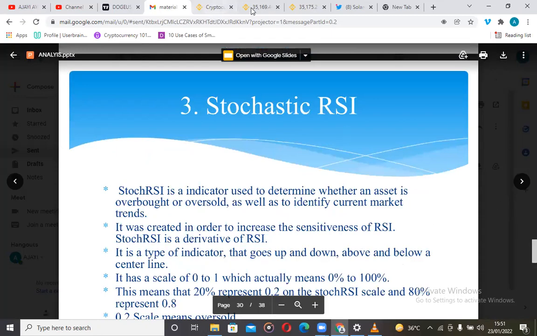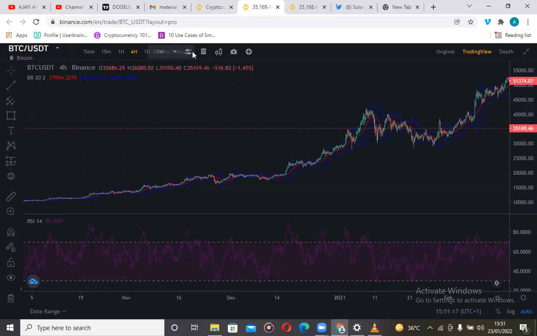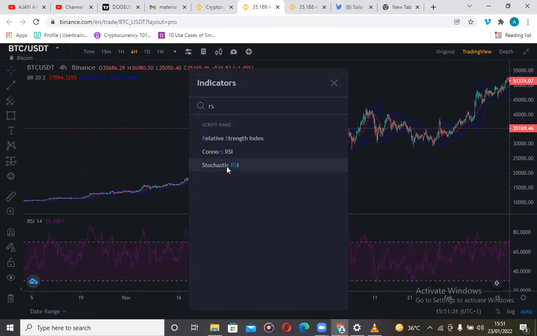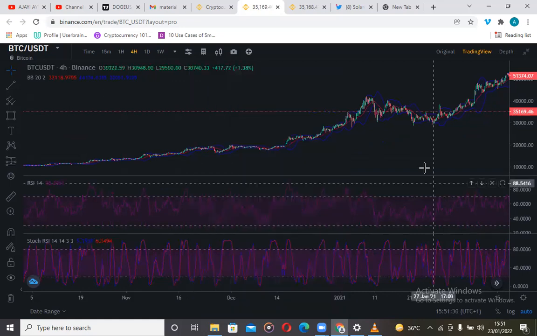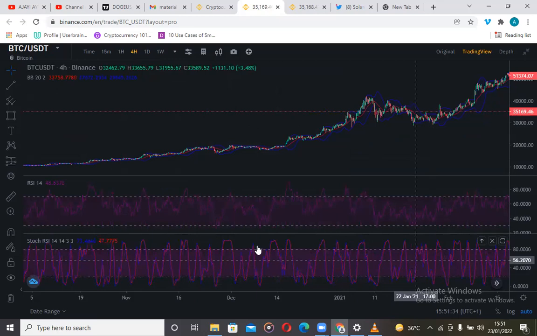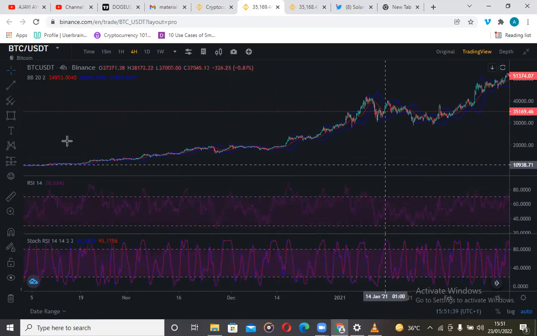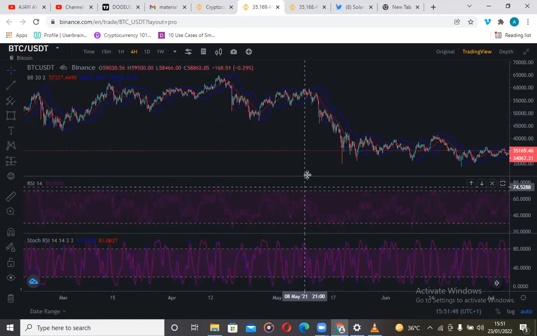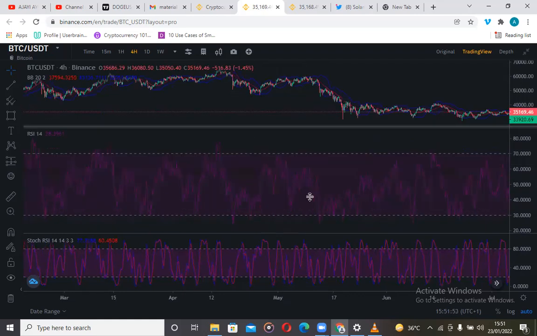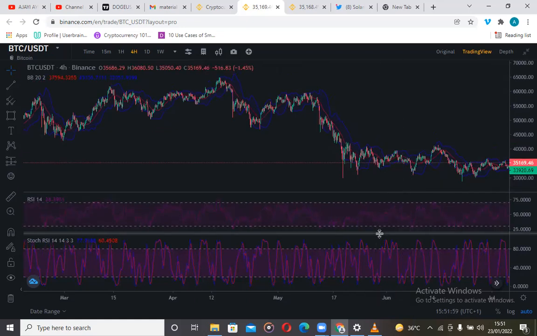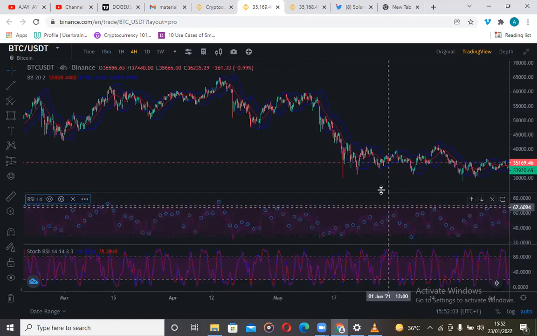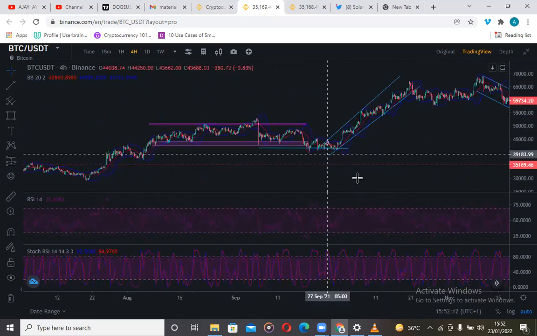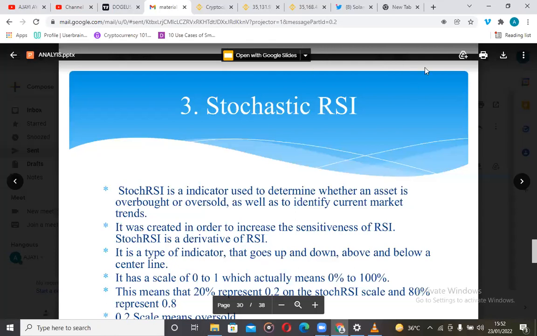Now, Stoch RSI. This one works like RSI, but it is more sensitive. It is always going up, down, up, down, up, down. You can see it's similar to RSI. Let me explain it. It's similar to RSI, but it's more sensitive than RSI.